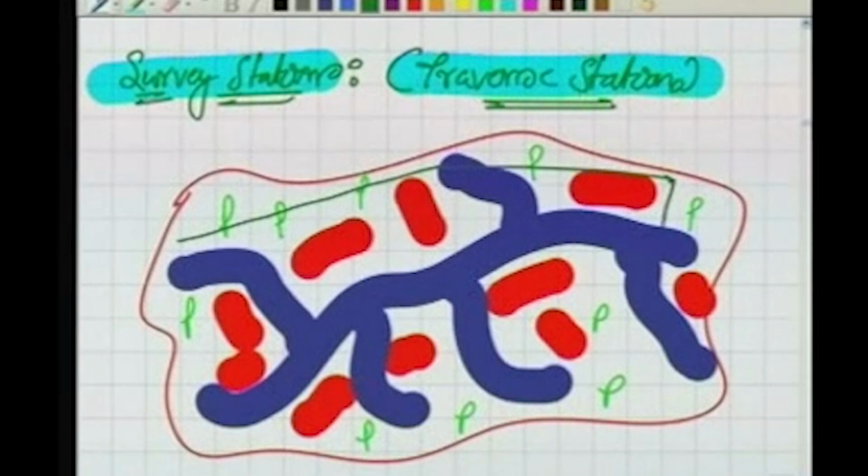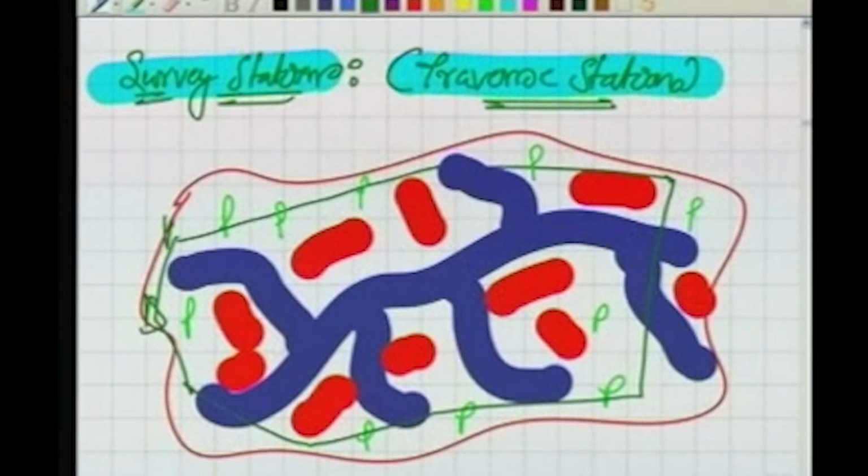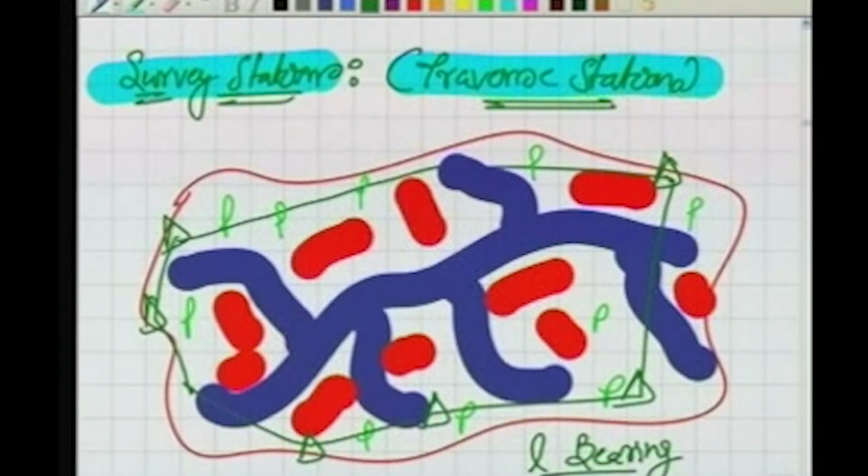Okay, I am now selecting a new survey grid, the traverse. Now we have these as traverse stations. So the next job will be we start measuring the length as well as the bearing. How do we do it? We start occupying from A, B, C, D and so on.